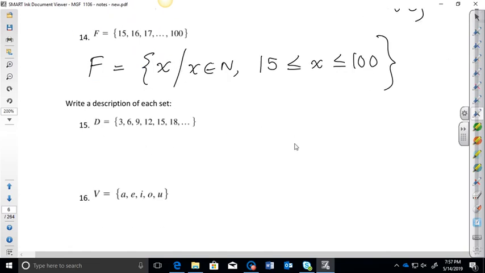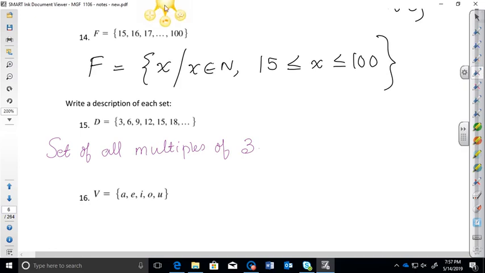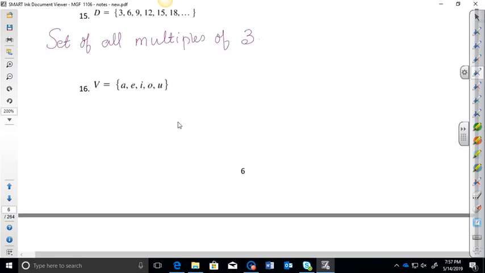Okay, write a description. Tell me a description of this set. Set of all natural numbers, or set of all multiples of 3, correct? Are they multiples of 3? Yes. And A, E, I, O, U, what is that? Vowels of the English alphabet, right? Set of all vowels of the English alphabet.